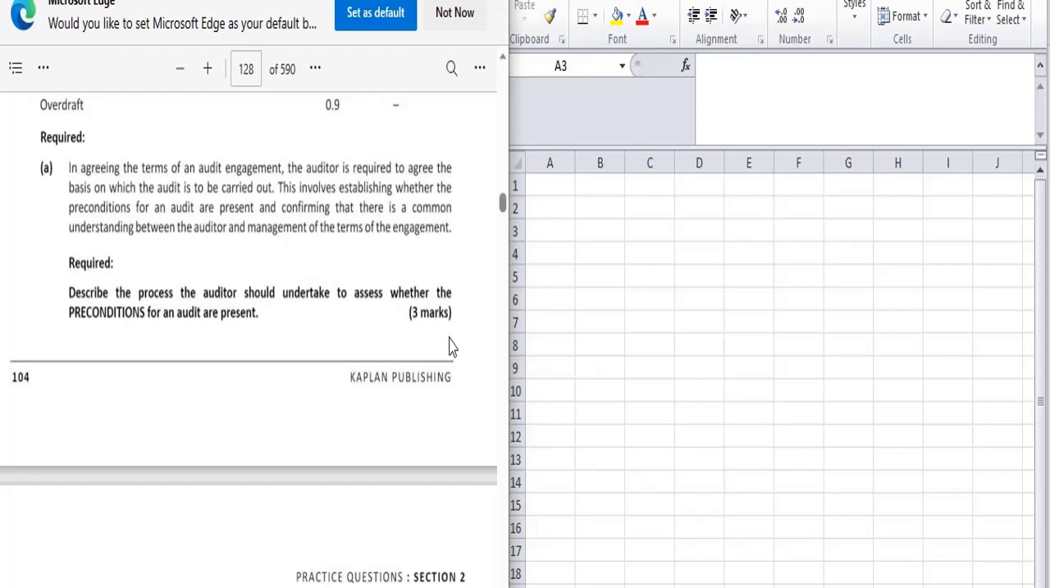An auditor should only accept a new engagement or continue an existing engagement if the preconditions for an audit are present. To assess whether they are present, the auditor must determine whether the applicable financial reporting framework to be applied in the preparation of the financial statements is acceptable. In considering this, the auditor should also assess the nature and purpose of the financial statements, and whether laws and regulations prescribe the applicable financial reporting framework.